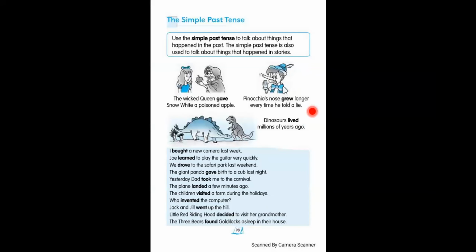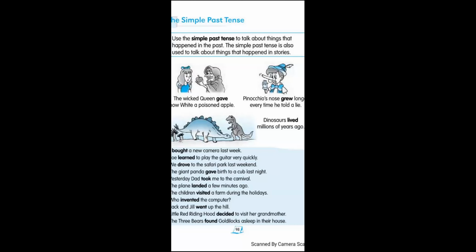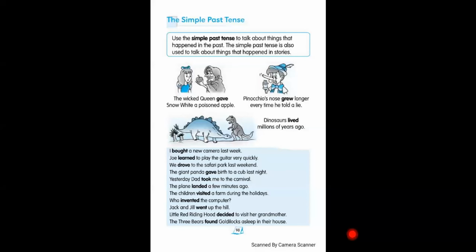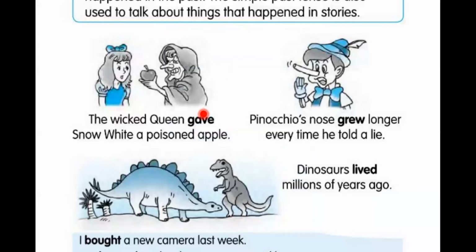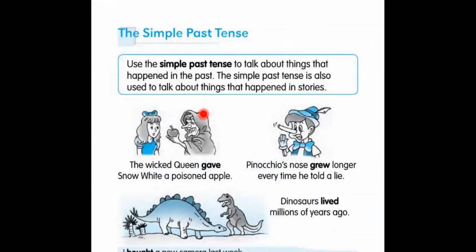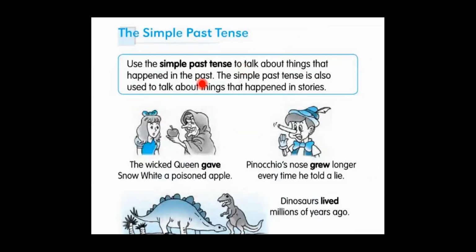Now, today we are going to start with the simple past tense. Yes. So now we are discussing simple past tense. Listen very carefully. Okay. Past tense. The simple past tense is used to talk about things that happened in the past. It is also used to talk about things that happened in stories. So whenever you are talking about stories, then also simple past tense is used. And when something has already happened in the past, then also you use simple past tense.